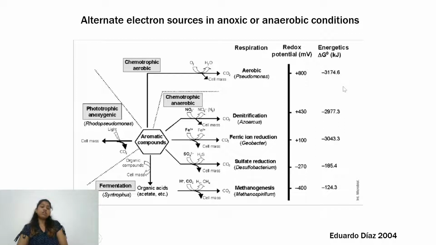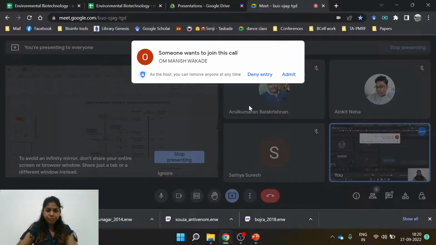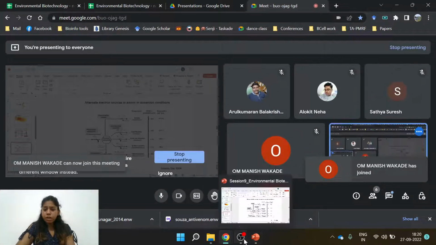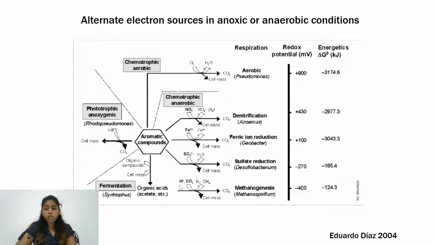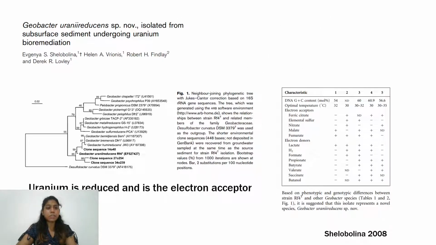Since I mentioned that oxygen is the most abundant and the most commonly available electron source for bioremediation, you can see that the energetics is also very feasible for oxygen-based bioremediation. So these are some of the alternate sources. We'll also see individual examples for each of these different electron acceptors, and how they are converted and what products they are converting.